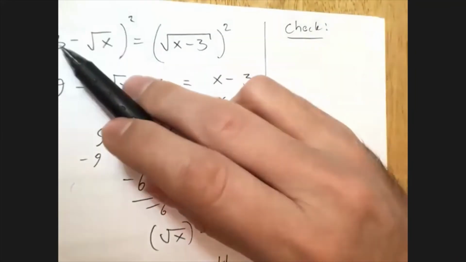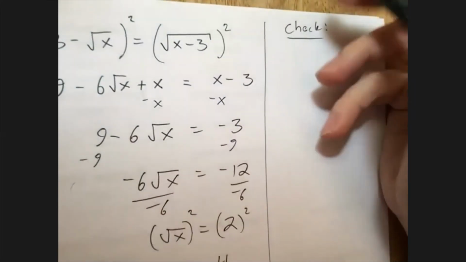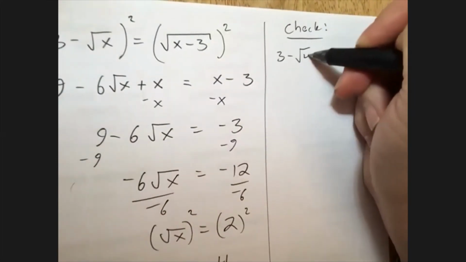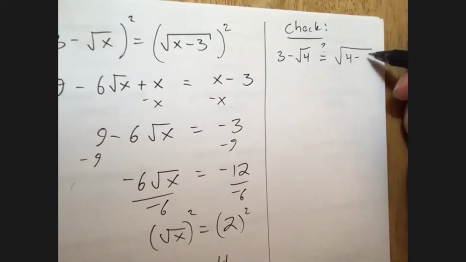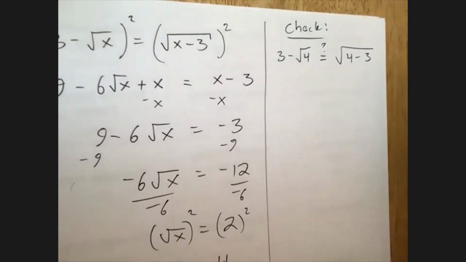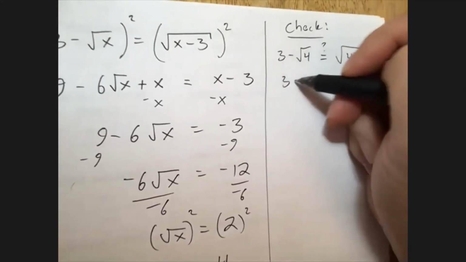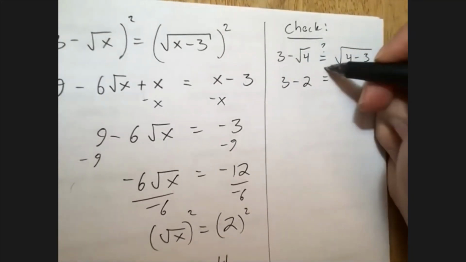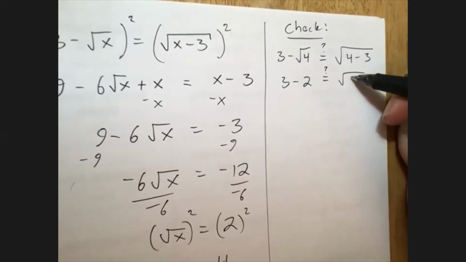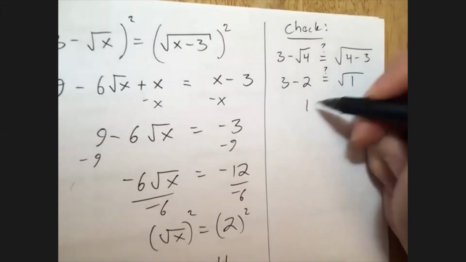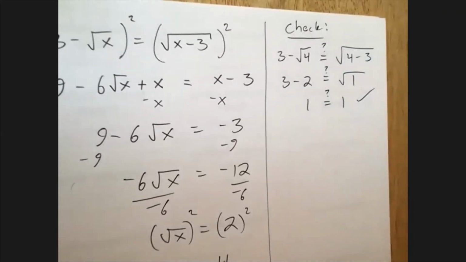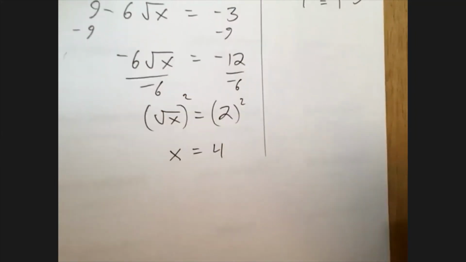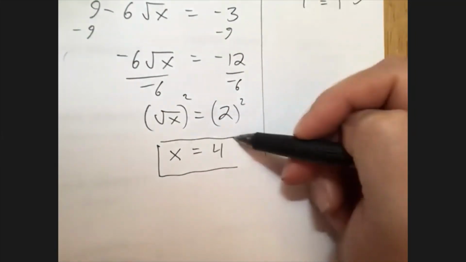Checking 4. So I'm going to plug 4 in place of x. So we're going to have 3 minus root 4. And just checking, is that the same thing as root 4 minus 3? Well, 3 minus root 4 is 1. Root 4 minus 3 is... well, 2 minus 3 is -1. Oh wait, let me redo this: 3 minus 2 is 1, and 4 minus 3 is 1. Oh yeah, so that works. That works just fine. So this is in fact our solution, x equals 4.